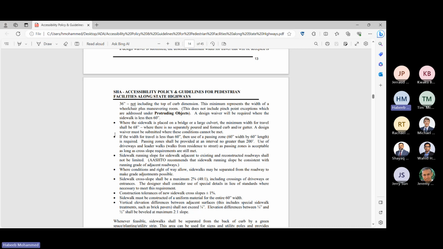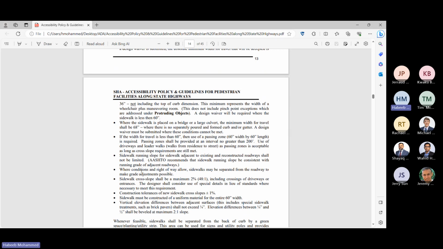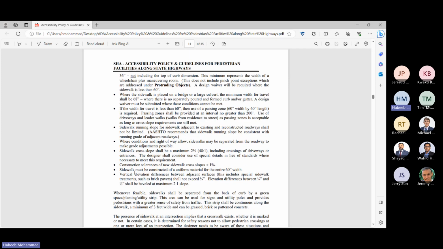Okay, so the fifth one talks about the right of way. Where conditions and right of way allow, sidewalks may be separated from the roadway to make grade adjustment possible. And the sixth one talks about the cross slope, which has to be maximum 2%. And in new construction, you can have 1% tolerance, which is in the next bullet where you see that tolerance. And the eighth one says sidewalk must be constructed of a uniform material, which is usually concrete in our case.